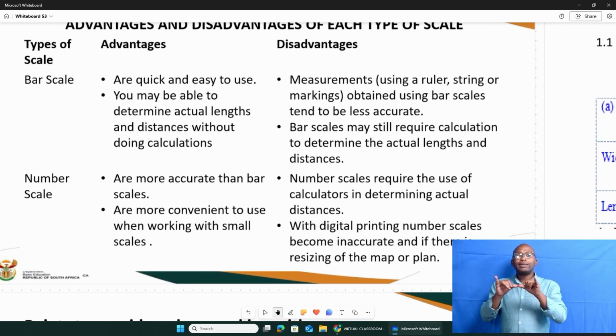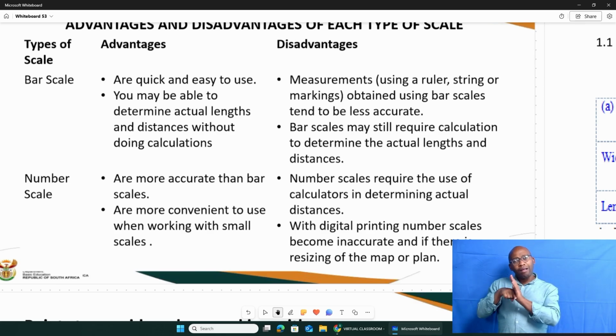The advantage of a number scale is that it is more accurate than bar scales, and also it is more convenient to use when working with small numbers or small scales. So the number scale is also very convenient to work with. If it's convenient, it means it's easy to work with. That was the advantage of number scales. The number scales also have disadvantages.